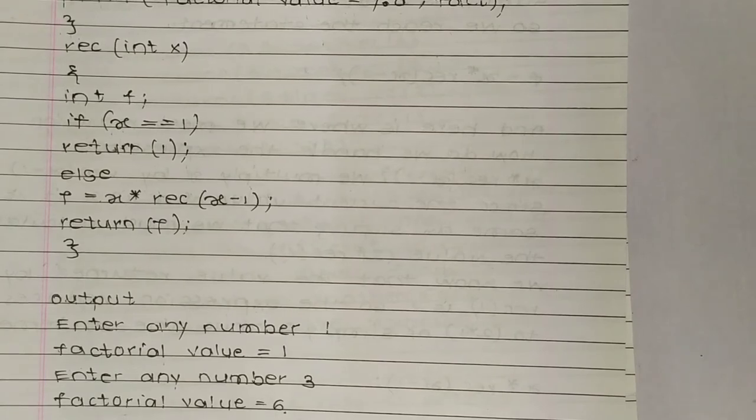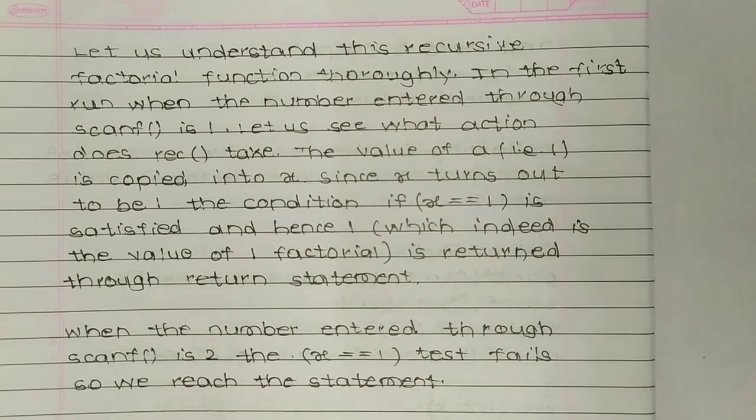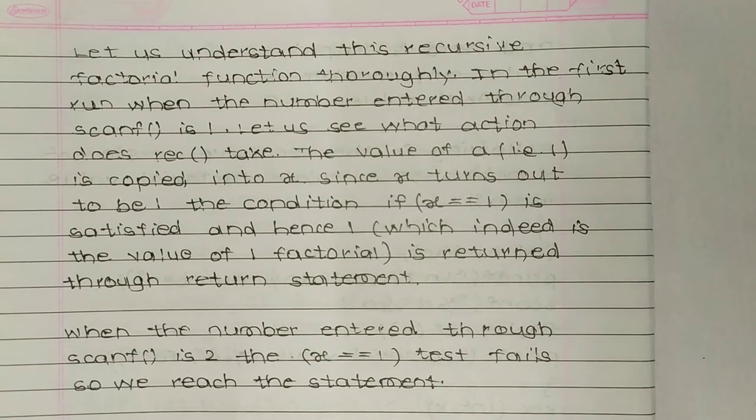Now let us check the output of this program and then we will explain it. Output: enter any number 1, factorial value 1, enter any number 3, factorial value 6. So this was the output. Let us understand this recursive factorial function thoroughly.